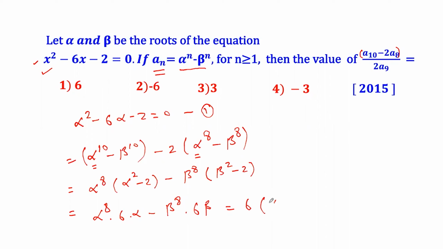6 will be common out: alpha to the power 9 minus beta to the power 9. And this, we know, is nothing but a9 only, right? This is given as 2a9, so 2 and 2 cancel out, and you are getting the answer 3 in this case, right? Beautiful question. You have to remember this. You have to apply this to get the relation between a9, a10 and a8. Remember this question, it is very important. You'll get questions like this maybe, right?